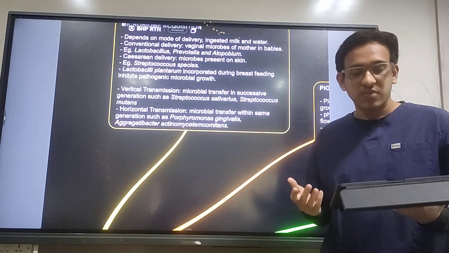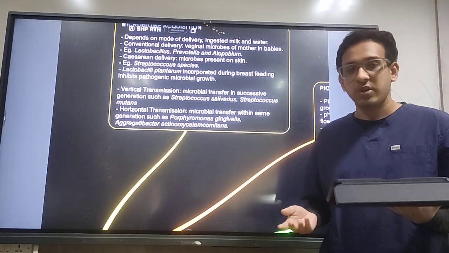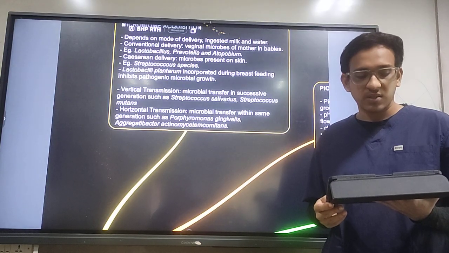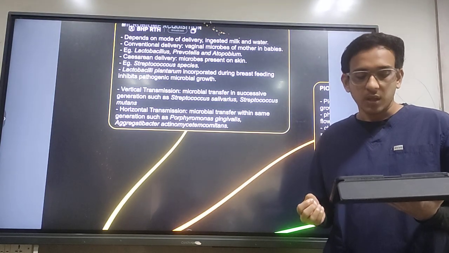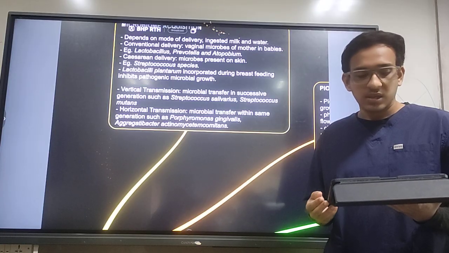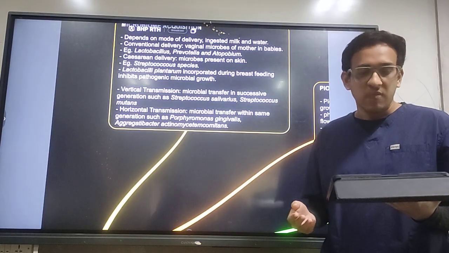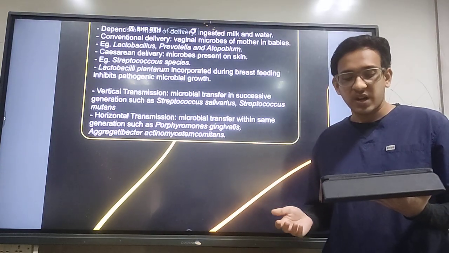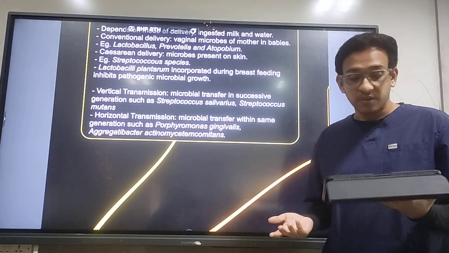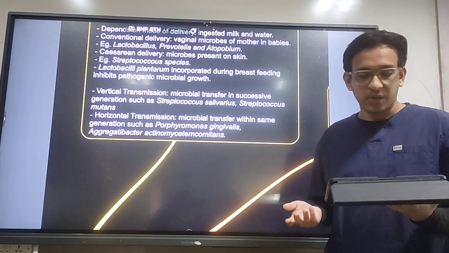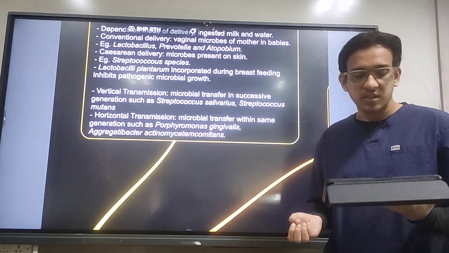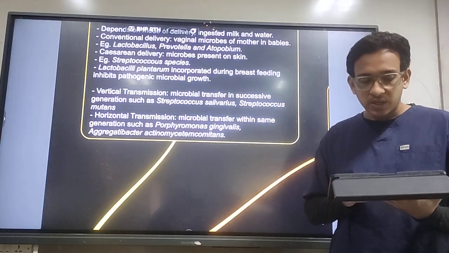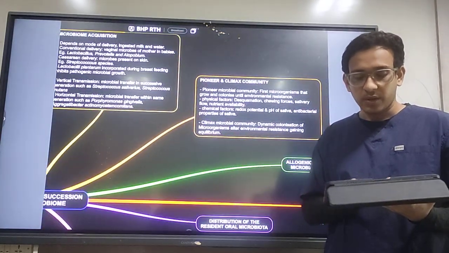There is something called vertical transmission and horizontal transmission. Vertical transmission is microbial transfer in successive generations, such as Streptococcus salivarius and Streptococcus mutans, which pass on to the next generation. Horizontal transmission is microbial transfer within the same generation. For example, Porphyromonas gingivalis, Aggregatibacter actinomycetemcomitans. Okay.